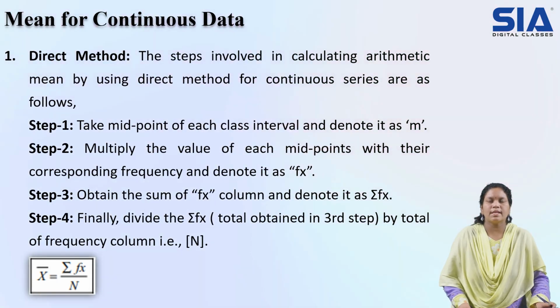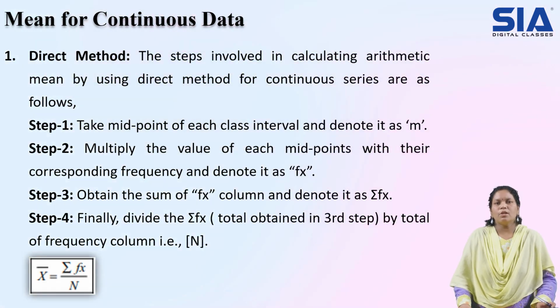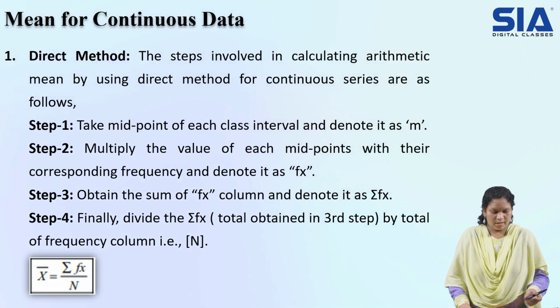Mean, we already know, is an average. So, sum of the data divided by its total. But based on the different type of data, we'll go for calculating with different methods. So now for continuous data, let us discuss the direct method. These are the steps.